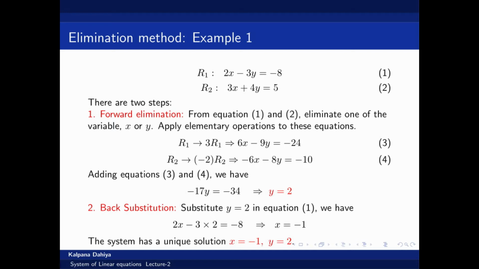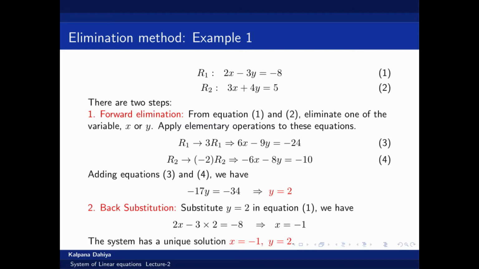Elimination method is very basic. There are merely two steps. Consider the system of equations given by 1 and 2: 2x minus 3y equal to minus 8, 3x plus 4y equal to 5. So we solve this problem by elimination method. From equations 1 and 2, we suitably apply operations and eliminate one of the variables, x or y.